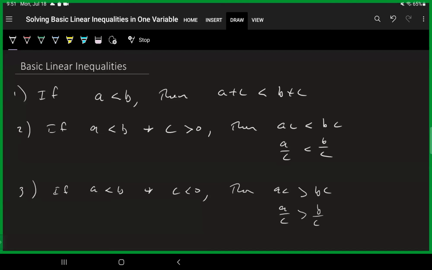So now that we know how to graph inequality statements with intervals and represent them in interval notation, let's talk about how to solve some basic linear inequalities. And the guiding principles for this are a lot like the principles that we use for solving equations. So if I have a is less than b, I can add anything I want to both sides, or subtract anything I want to both sides, and the inequality sign does not change.